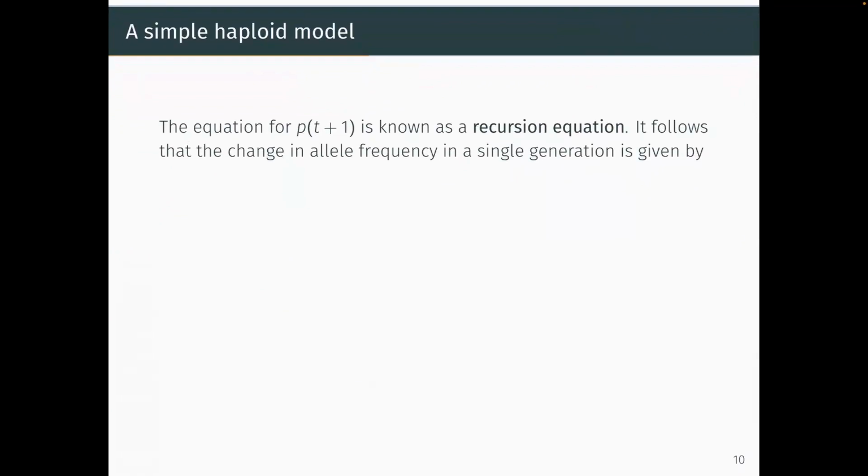Okay. So I mentioned this is a difference equation. It's also referred to as a recursion equation. So it follows that the change in allele frequency in a single generation is just given by the difference between what's in the next generation and what's in the current generation. It's by definition. So we can call this delta P. And this is just going to be the difference between what we have in the next generation and the current generation.